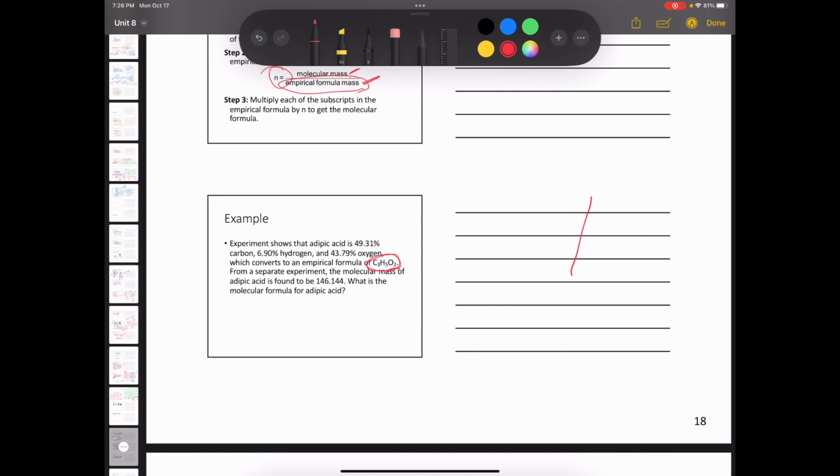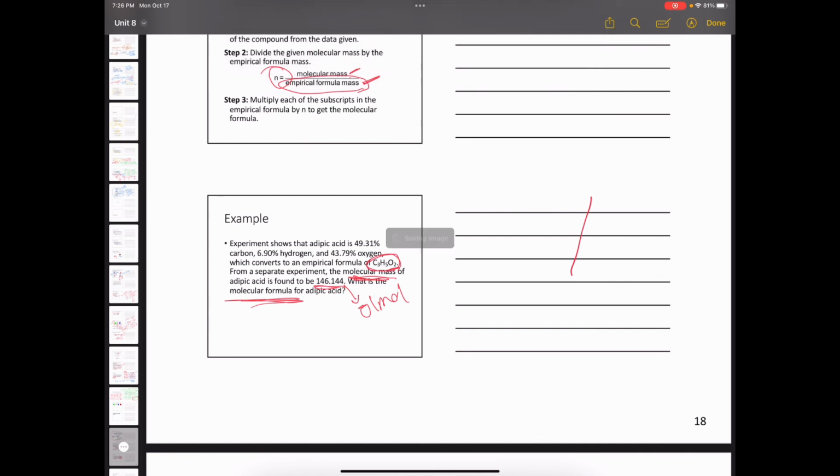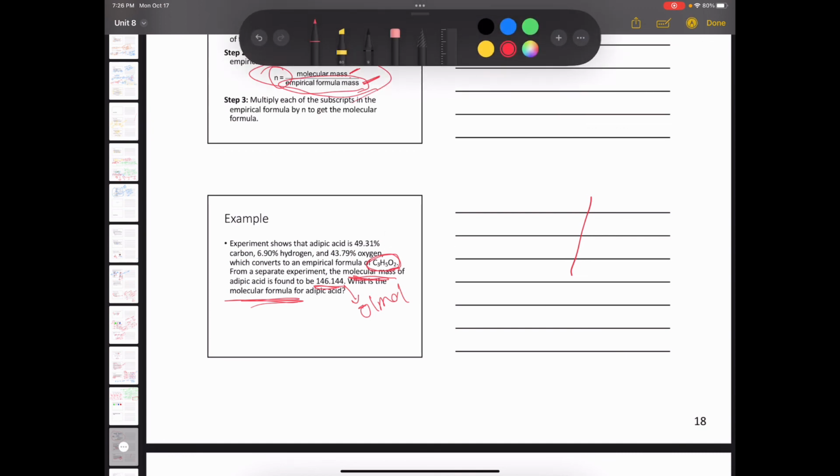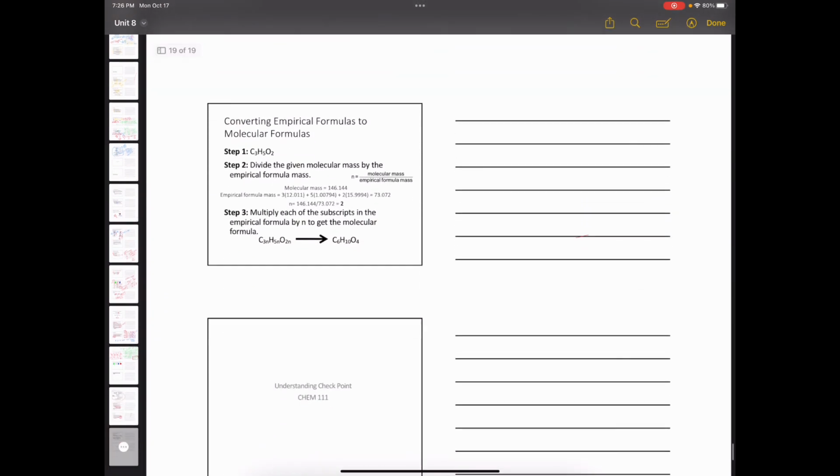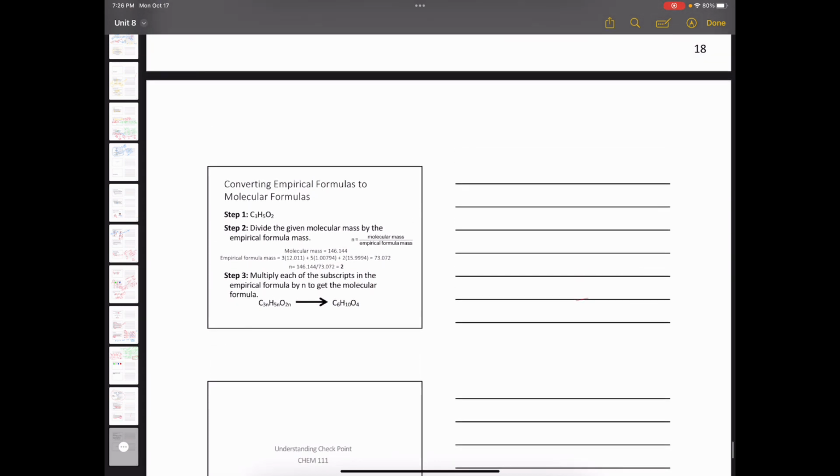From a separate experiment, the molecular mass of adipic acid is found to be 146.144 grams per mole. What is the molecular formula for adipic acid? So we have the empirical formula, we have the molecular mass, and we need to find out what is the molecular formula, okay? So we are going to use this equation that we just talked about a second ago. All right, let's put it into business.